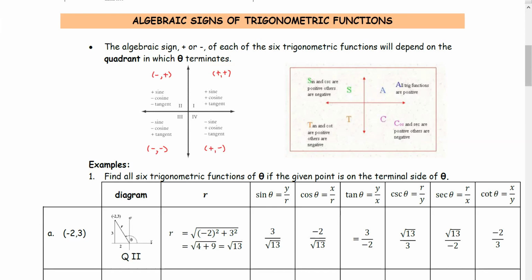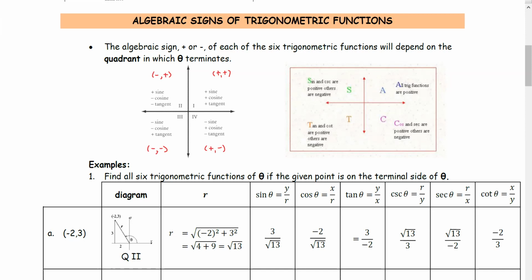So by definition, the sine function is y over r. Since r is positive, the sign of the sine function depends on the y value, which depends on which quadrant it is located in. Therefore, in the first quadrant and the second quadrant, the sine function will be positive since the y value will be positive, and so forth.